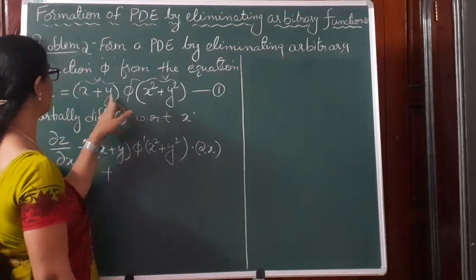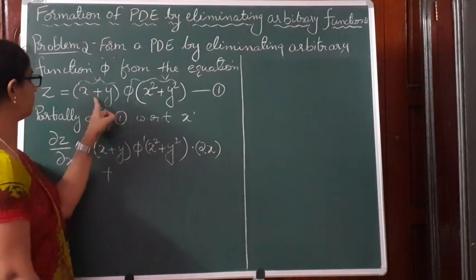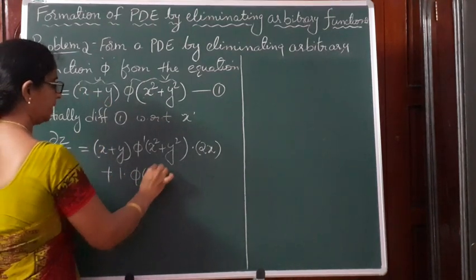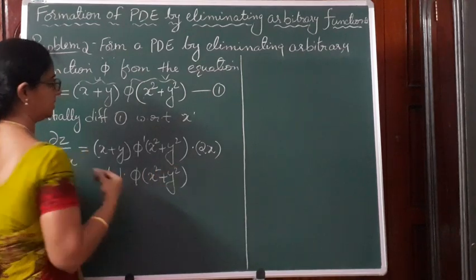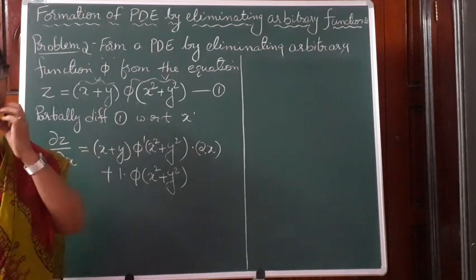This is u into v dash, plus next u dash into v. u dash means the derivative of x plus y. What is the derivative of x plus y? It is 1, since y is constant and the derivative of x is 1. So 1 into phi of x square plus y square. This is what we obtained by partially differentiating 1 with respect to x.